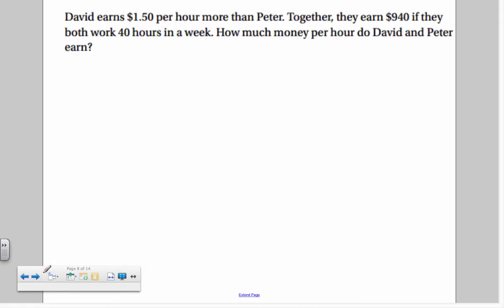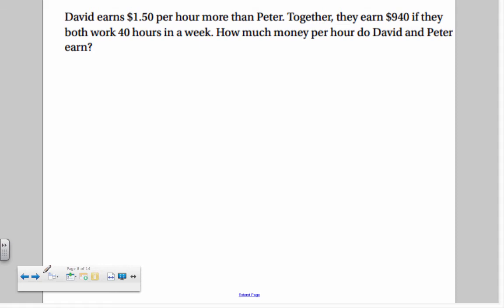Okay, let's take a look at a couple of word problems. The first problem says, David earns $1.50 more per hour than Peter. Together, they earn $950 if they both work 40 hours in a week. How much money per hour do David and Peter earn?